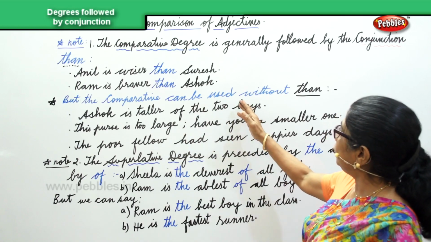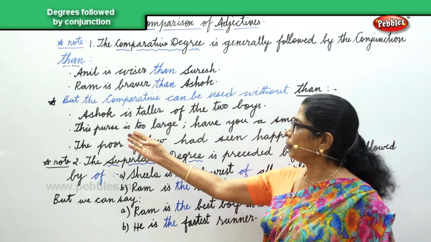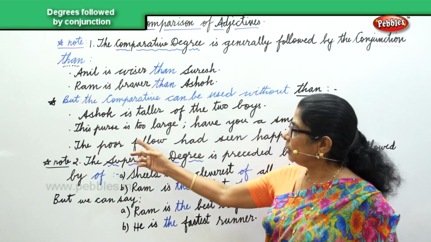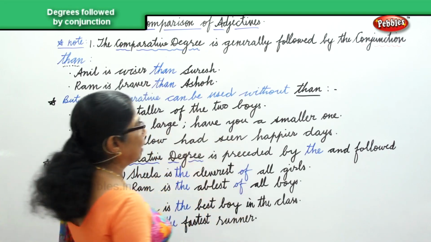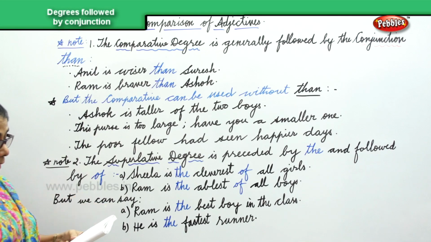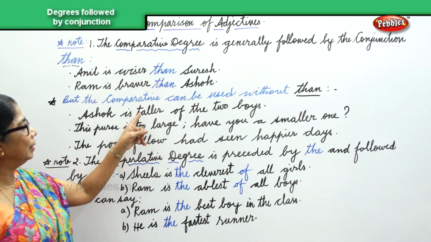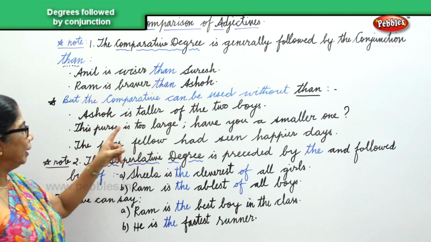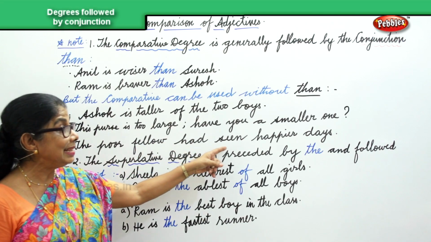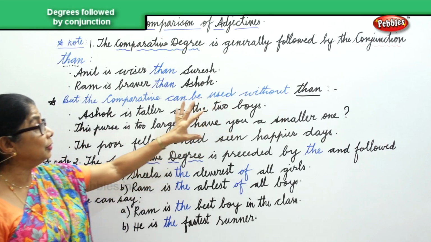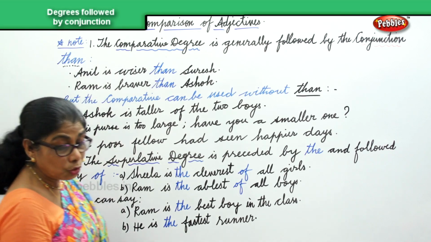But the comparative can be used without than. Ashok is taller of the two boys, because we are comparing two people. This purse is too large. Have you a smaller one? You're comparing two purses here. The poor fellow had seen happier days. No than is used.